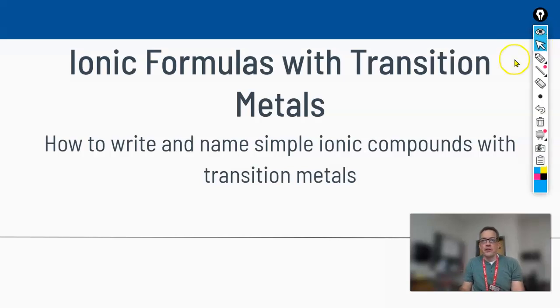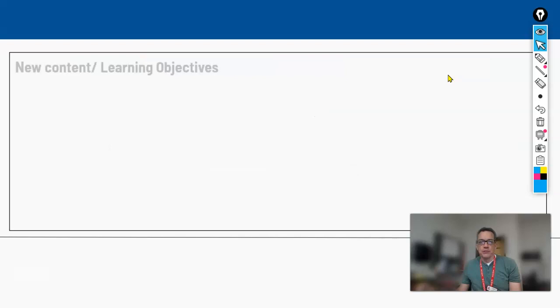Today we're going to be hitting some things with ionic formulas a little bit further, but today we're going to be hitting transition metals. We've been skipping those for a large part of the year, but today we're going to get into how to write and name ionic compounds using those transition metals.